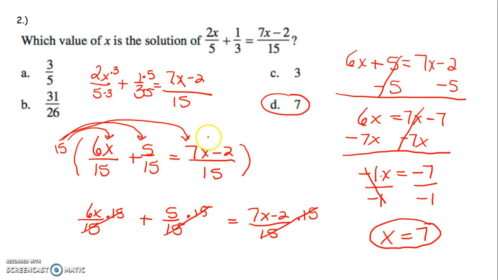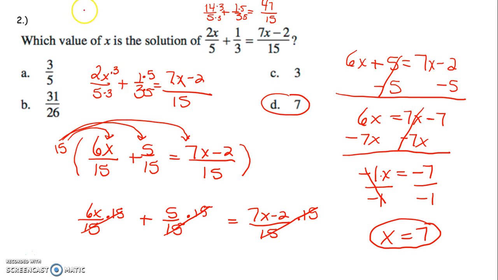Okay? So if I substitute 7 in place of the x values, both sides of this equation would be true. And you can do that. You can substitute the x in. 2 times 7 is 14/5 plus 1/3 equals 7 times 7 is 49 minus 2. 49 minus 2 is 47 over 15. Common denominator here, common denominator here. I know I'm squeezing in.